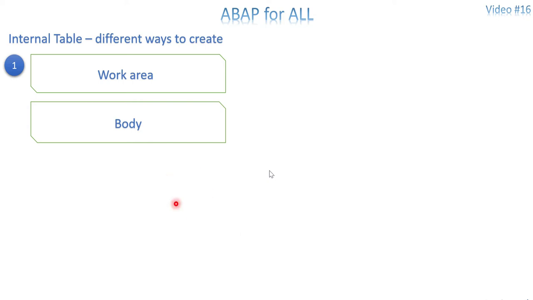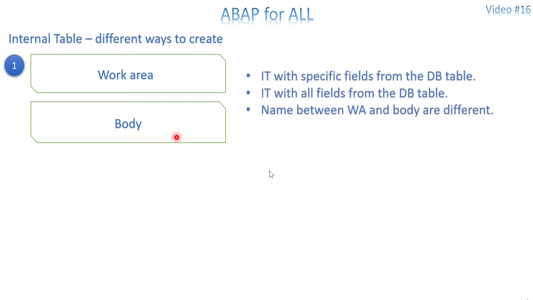Now, how to create an internal table? There are two different ways to create an internal table. Mostly we use this one only: I want to create a body and work area independently. First, I'm going to create an internal table with specific fields from a database table. Suppose out of 100 fields, I want only 4 or 5 fields from a business requirement. So I have to create a work area with 3 fields.